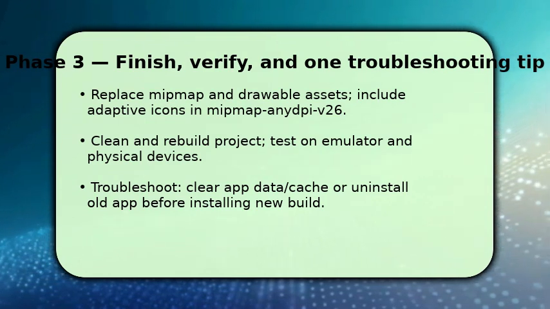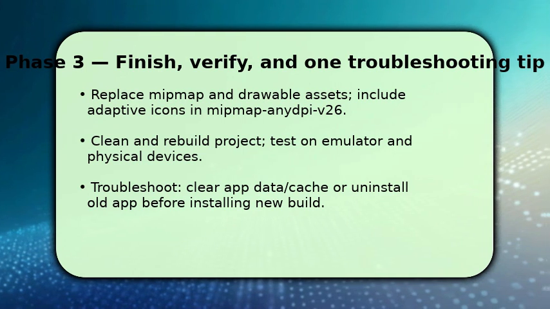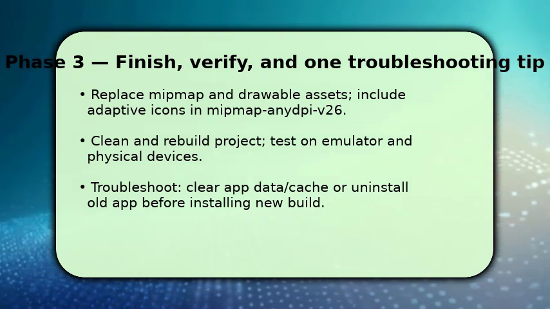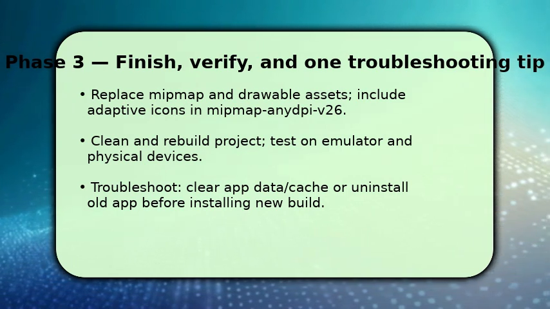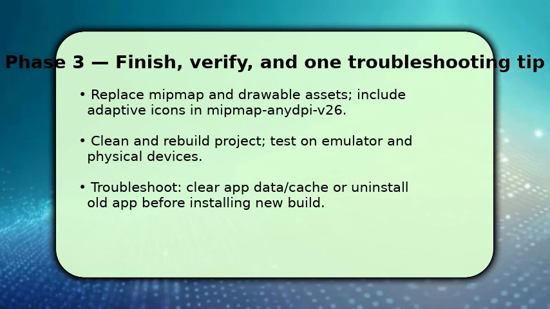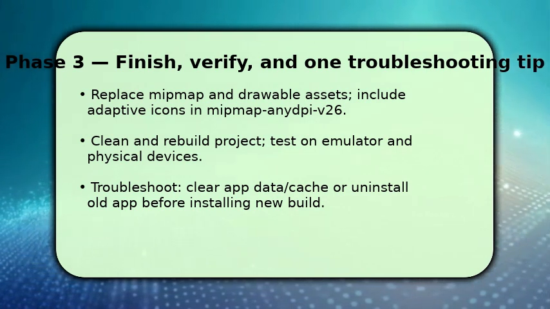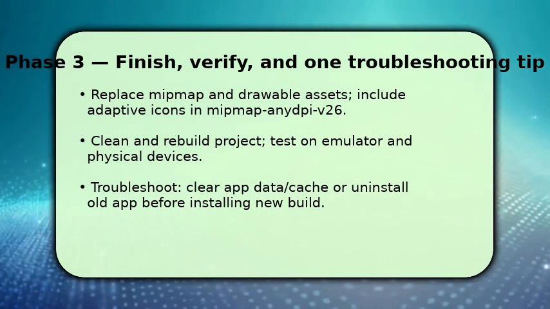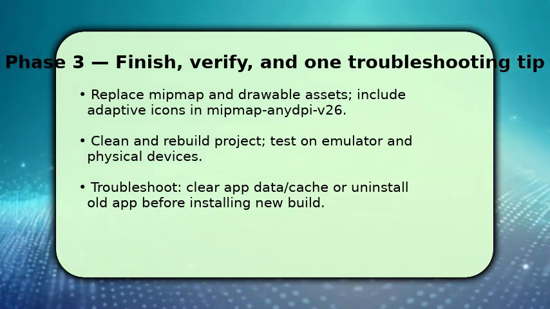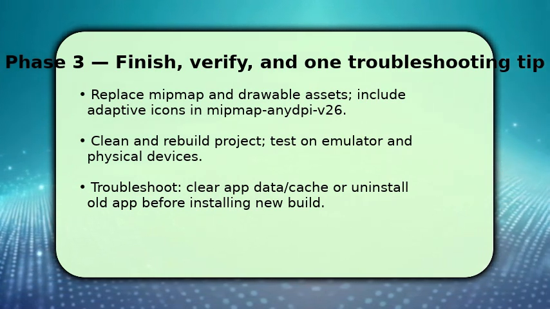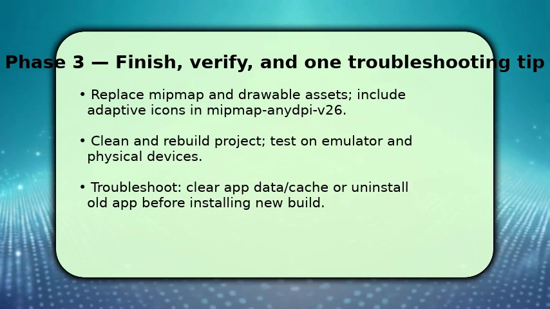Put raster PNGs in mipmap folders and provide an adaptive icon XML in mipmap-v26 that references your foreground and background drawables. Once done, clean project, rebuild APK, and install on emulator and a real device to confirm launcher shows the new name and icon. If you see the old icon, make sure to uninstall the previous app or clear launcher cache and app data. This often solves residual icon caching issues.